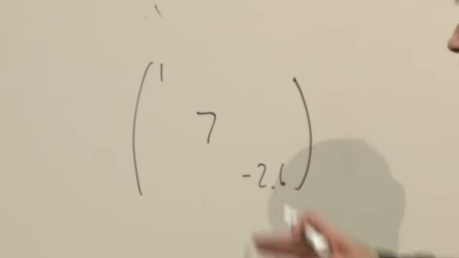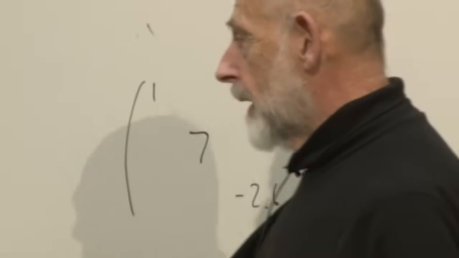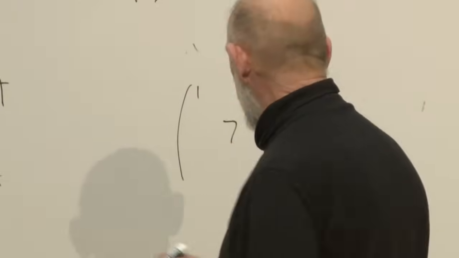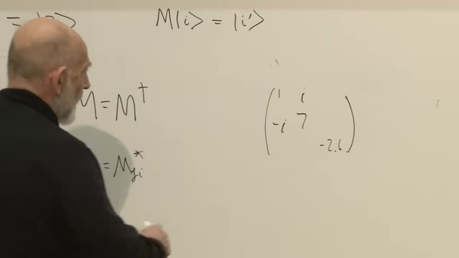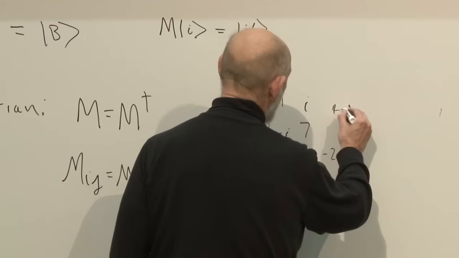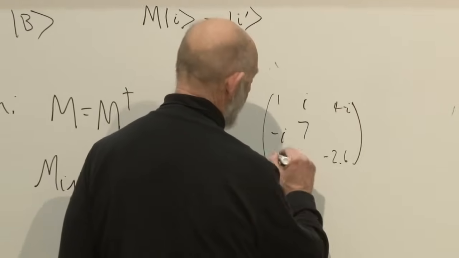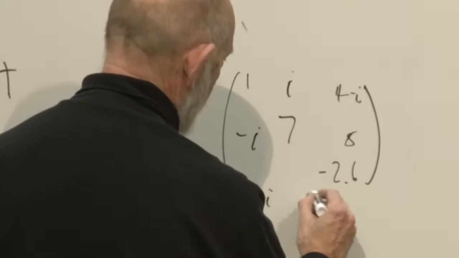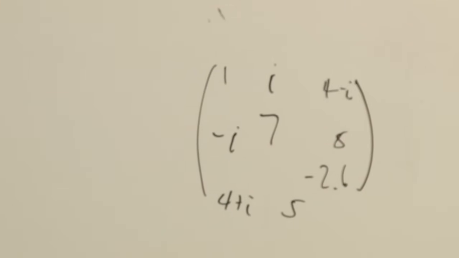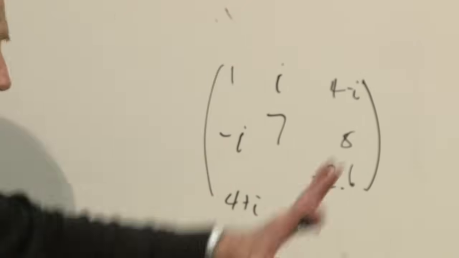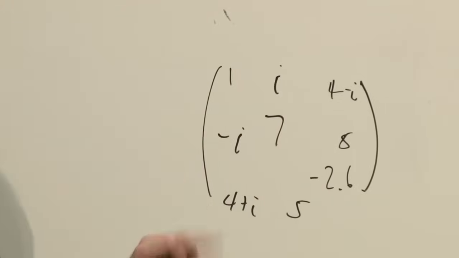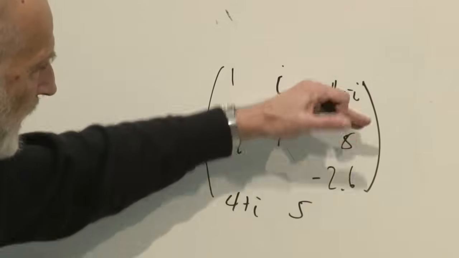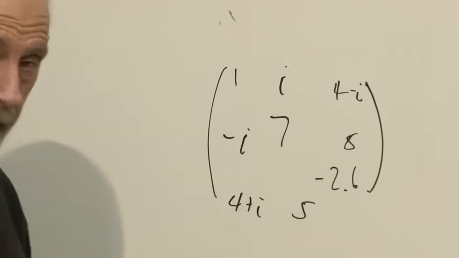Off the diagonal, they have the property that when you reflect them, they simply complex conjugate. So if we were to put i over here, we would put minus i over here for a Hermitian matrix. If you were to put 4 minus i over here, you would put 4 plus i over here. And if you had 5 over here, you'd put 5 over here. All right, so a Hermitian matrix has the property, first of all, the diagonal elements are real, and the off-diagonal elements, not symmetric, but a different kind of symmetry, a symmetry where when you reflect them, they complex conjugate. That's called a Hermitian matrix.